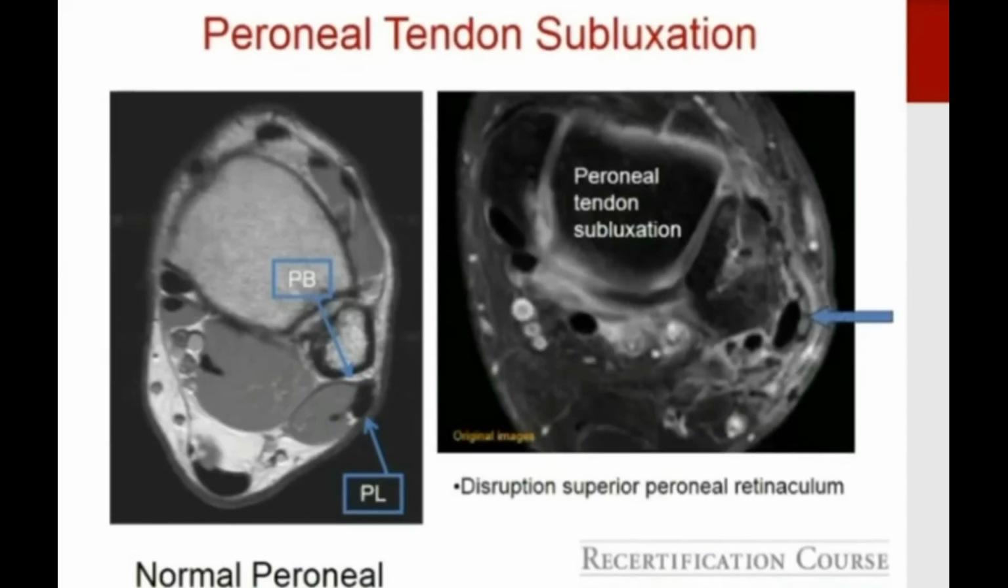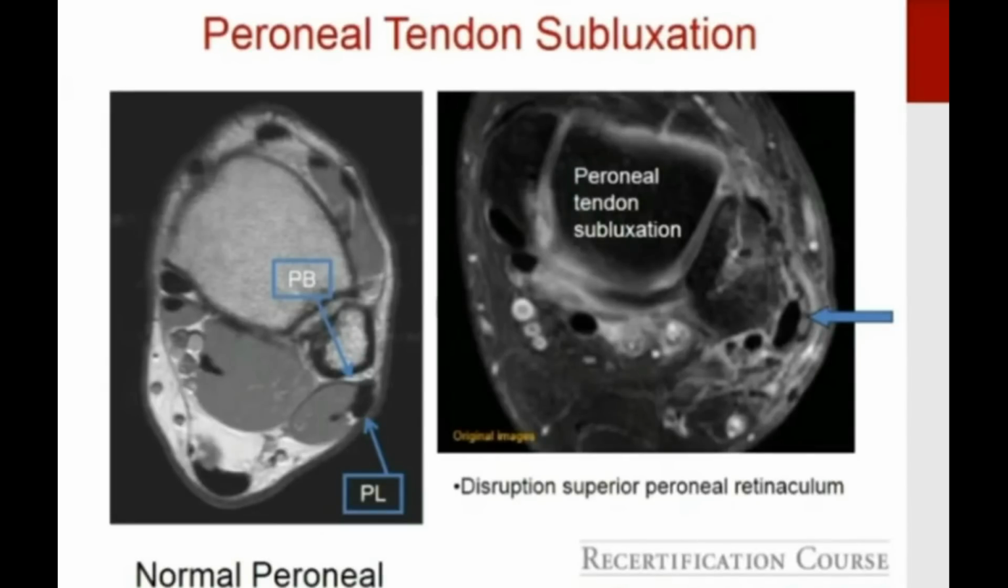We also get disruption of the superior peroneal retinaculum and associated peroneal tendon subluxation. So here we see partial tearing and stripping of the superior peroneal retinaculum and lateral subluxation of the peroneal longus tendon, and then a longitudinal split of the adjacent peroneal brevis tendon.